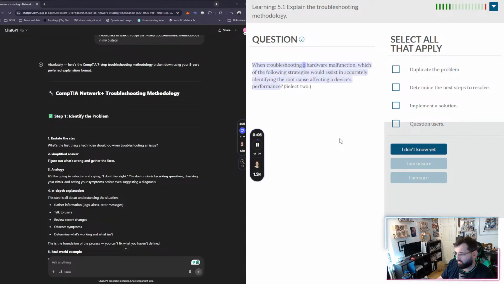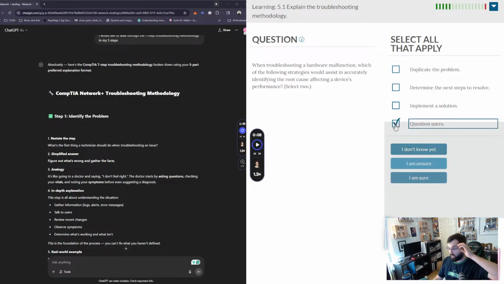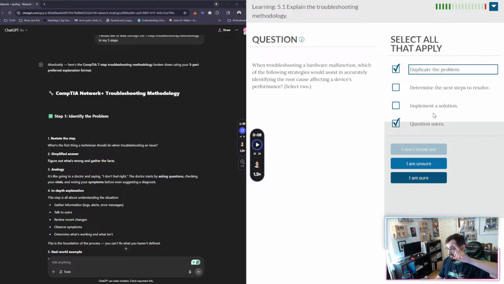When troubleshooting a hardware malfunction, which of the following strategies would assist in accurately identifying the root cause affecting a device's performance? Hardware malfunction. So we're going to question the user. We're going to duplicate the problem. Implement a solution. We don't know what the problem is yet. Okay. Determine the next step. We don't know that yet either.